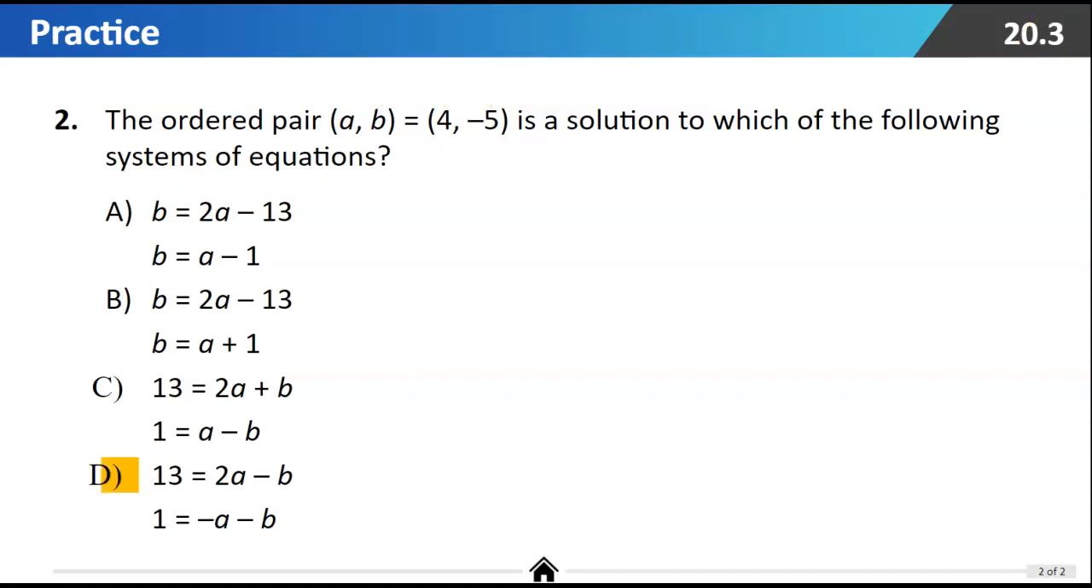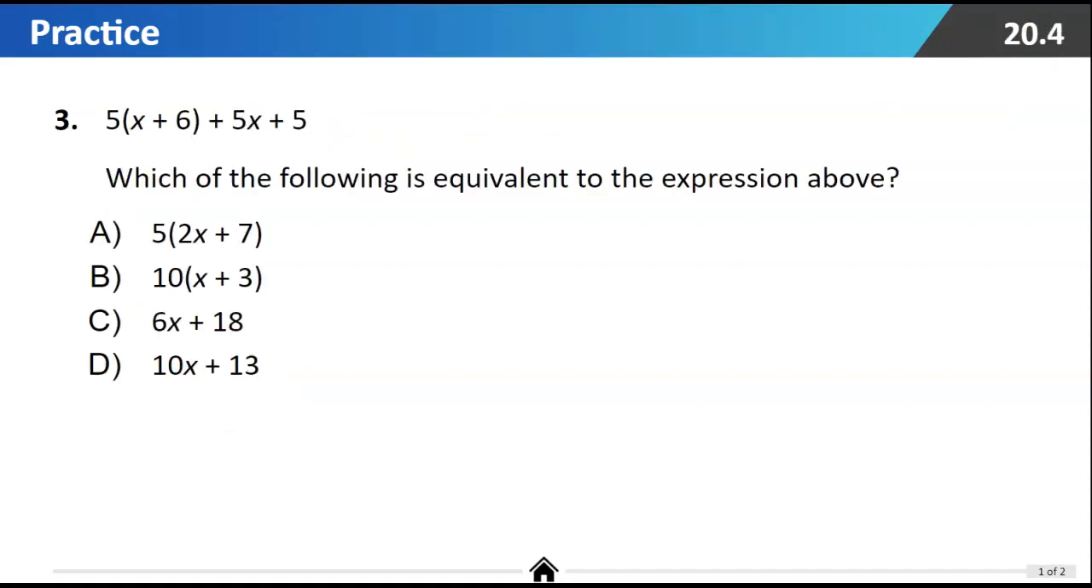On the final question, it's asking us which of these is equivalent to. So just like on question 1, this is going to be a distribution question. We're going to multiply out. That's going to give us 5x plus 30 plus 5x plus 5. Now, we could combine like terms, and you're going to see that this is 10x plus 35.